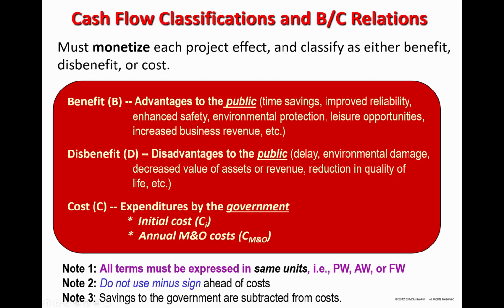So that's one note. The next is that we already know that costs are outflows, and so you don't have to artificially put a minus sign in front of the costs. The effect of them being cost is already built into the structure of the formula that we're going to look at. And the last thing is that when the government does a project and it gives them a savings of some sort, for example, if they now don't have as many ongoing costs as they had before, then we subtract that from the cost. And so we wouldn't consider savings as a benefit, we'd consider it as a reduction in the cost.